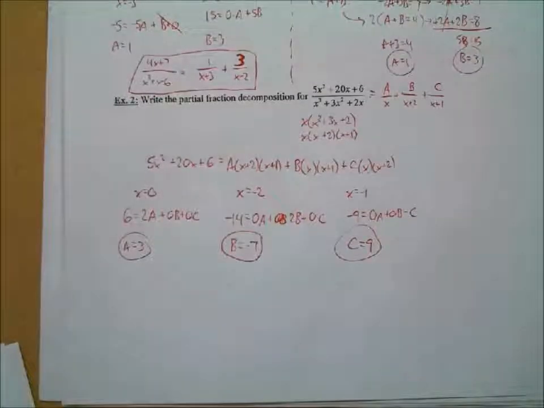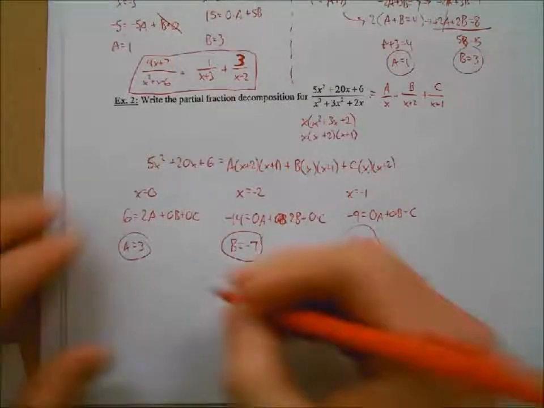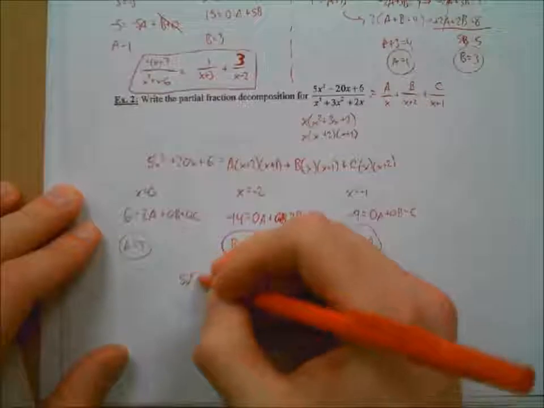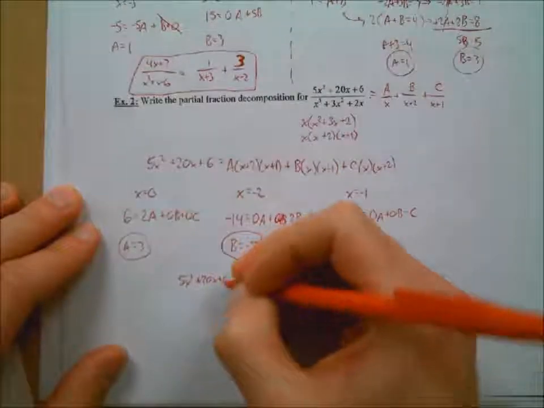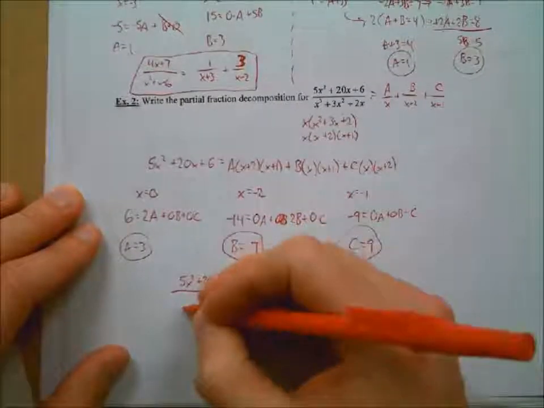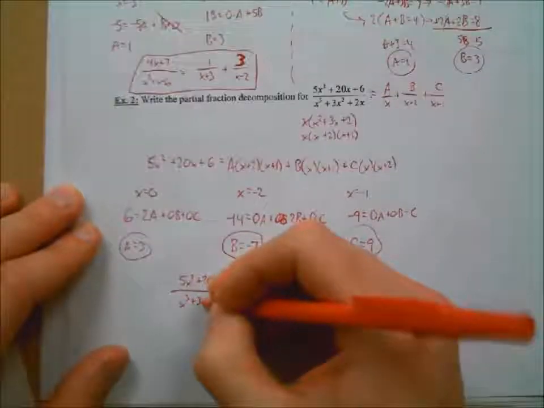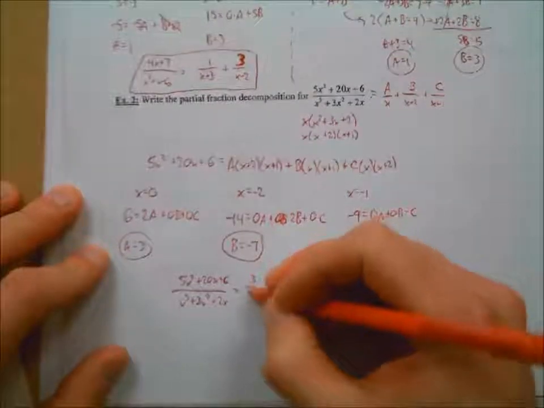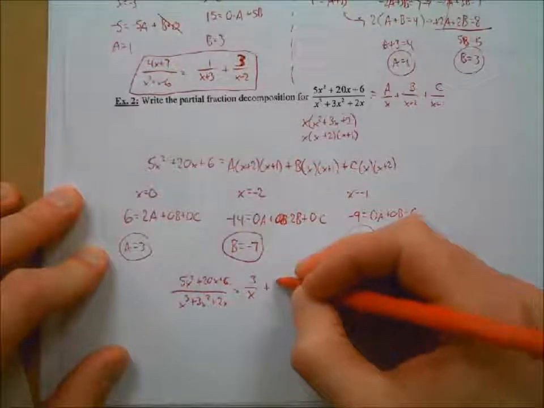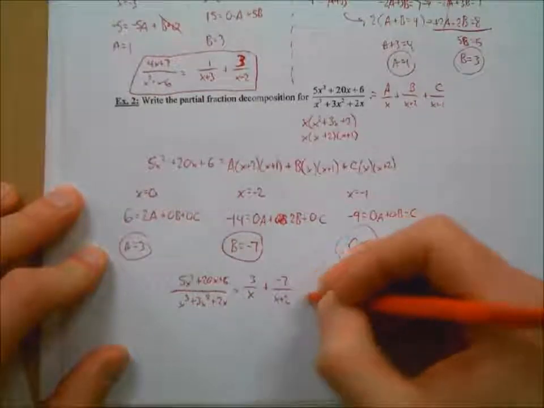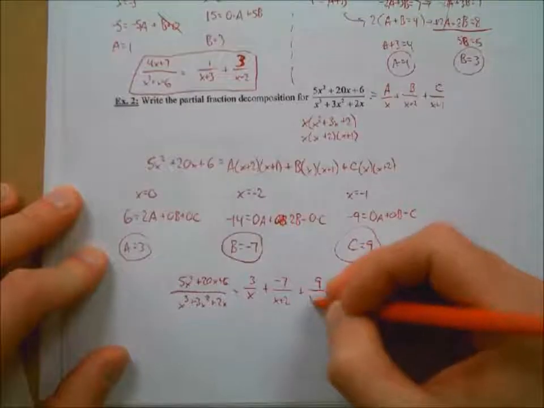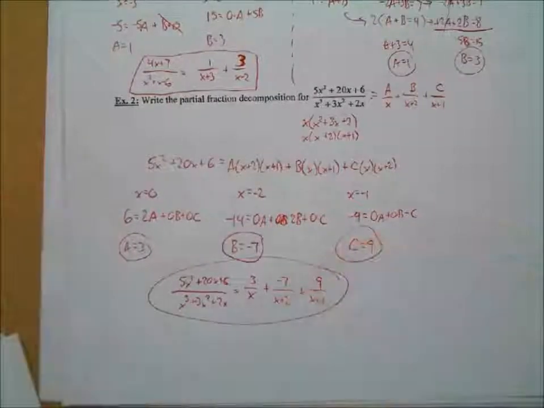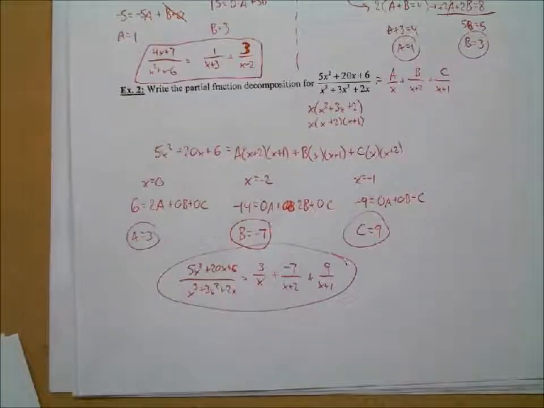Okay. Whew. And so then all that, we can now say 5x squared plus 20x plus 6 over x to the third plus 3x squared plus 2x is equal to 3 over x plus negative 7 over x plus 2 plus 9 over x plus 1. Okay, no calculus there, right? This is all Algebra 2.